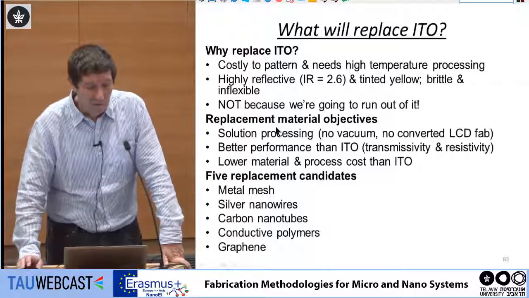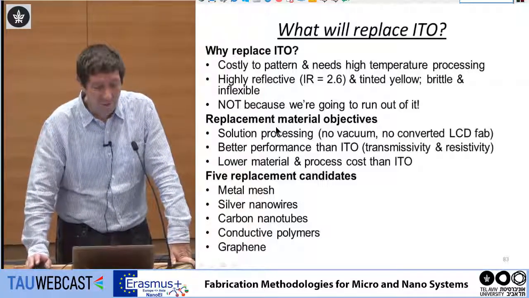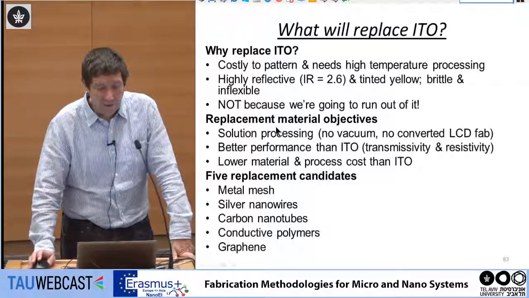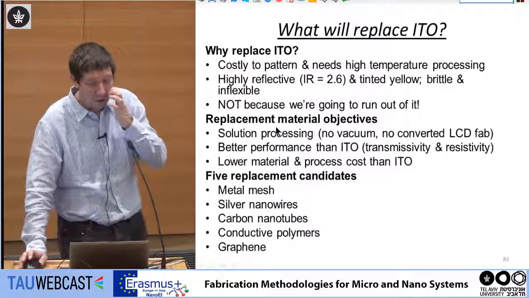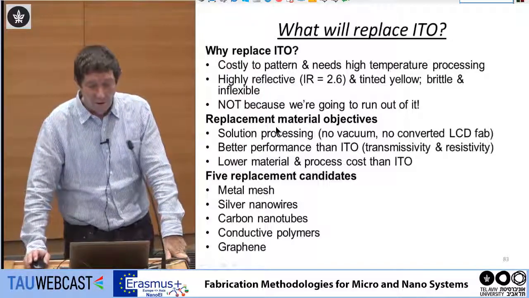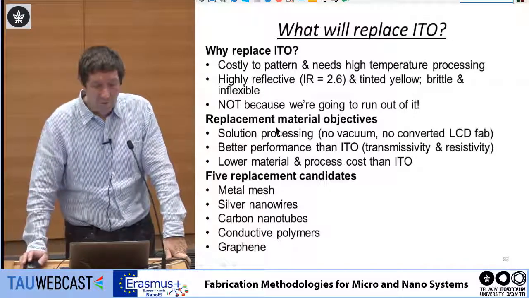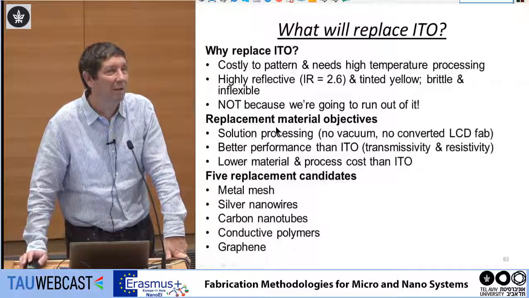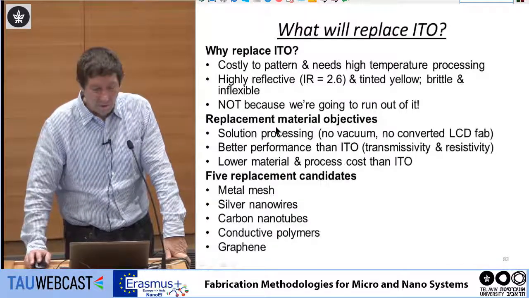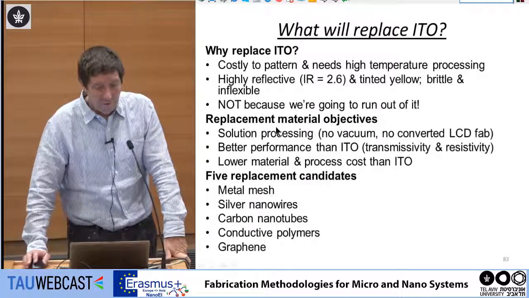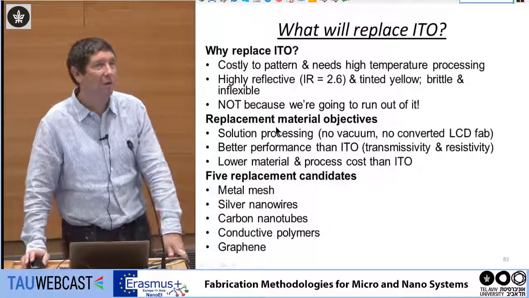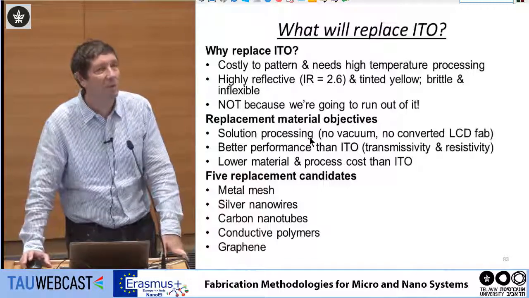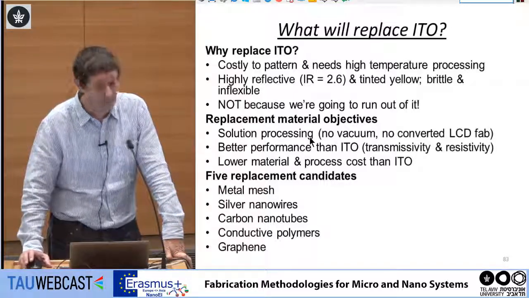And it has a very high refractive index, which I didn't mention. It's a little bit tinted yellow. It has a little bit of a yellowish color. But it's not because we are running out of it, just we need alternatives. So replacement material objectives. People want to look for solution processing, not vacuum. Vacuum processing is expensive, solution processing is less expensive.